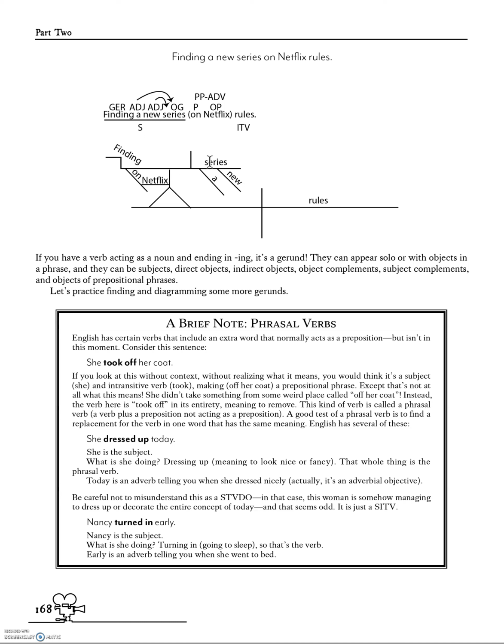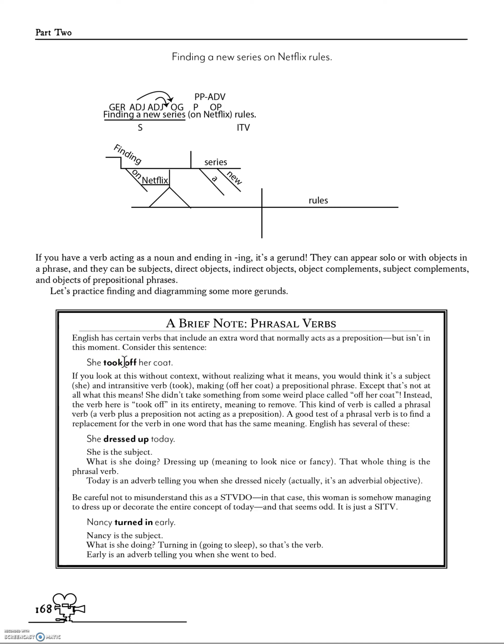She took off her coat. So if you look at this, you might say she is my subject, took is my verb, and then off her coat. But off her coat isn't a prepositional phrase here. It's not like you can do a thing called off, you don't go to a place called off her coat. It's not like off the coast or something. So really what's happening is took off is your verb.